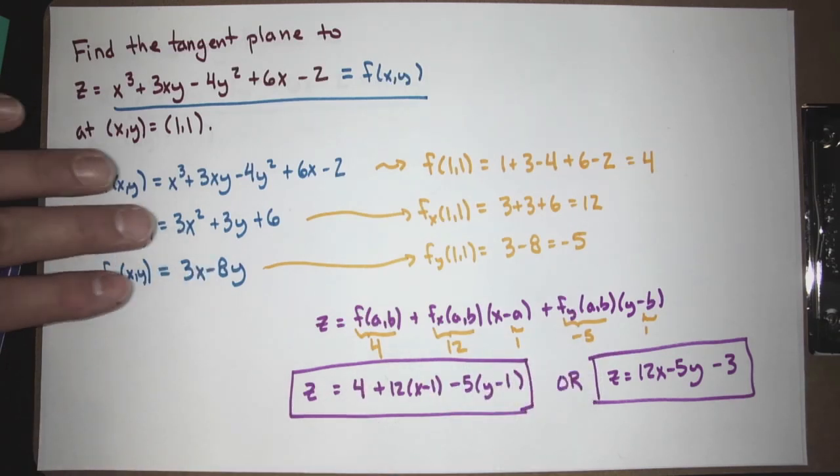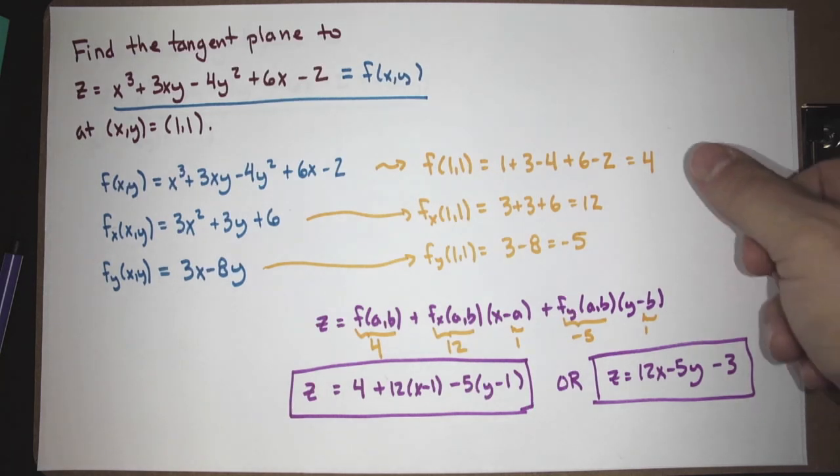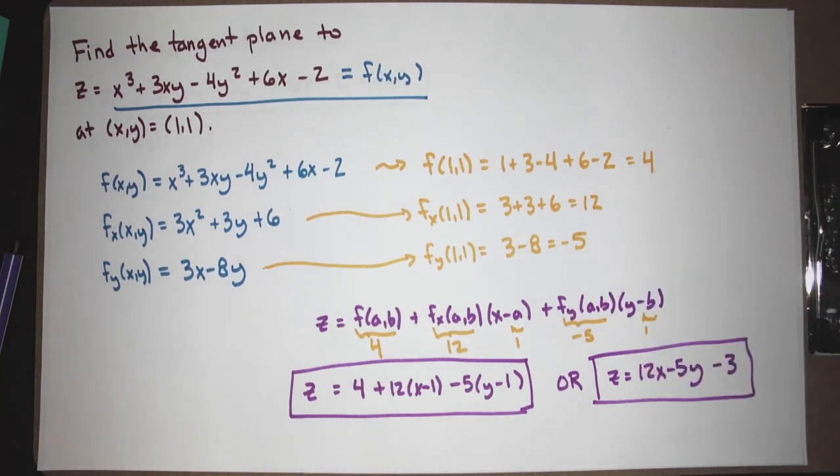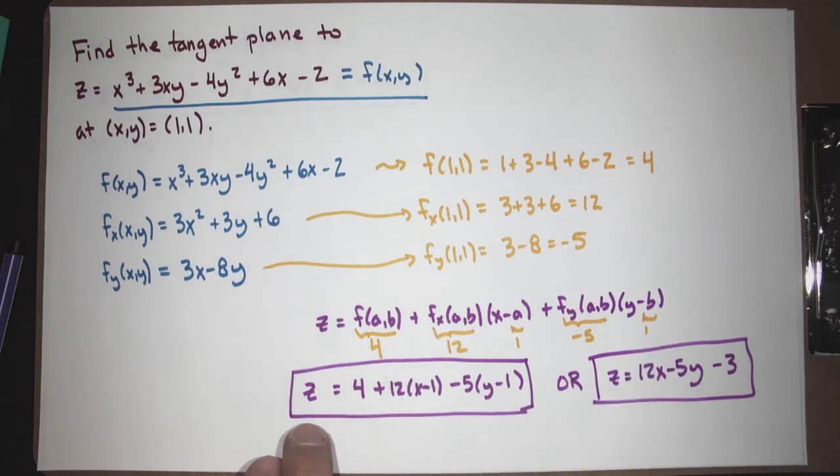So we are going to plug x equals 1, y equals 1 into all three of these functions, which gives us the values of 4, 12, and negative 5. And then we plug in 4 for f of ab, 12 for f sub x, a is 1, f sub y is -5, b is 1, and we can either write it as z equals 4 plus 12 times x minus 1 minus 5 times y minus 1, or z equals 12x minus 5y minus 3. There are reasons to write it in these ways versus other ways.